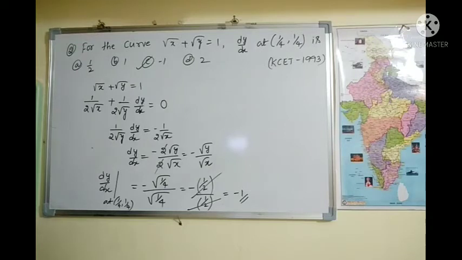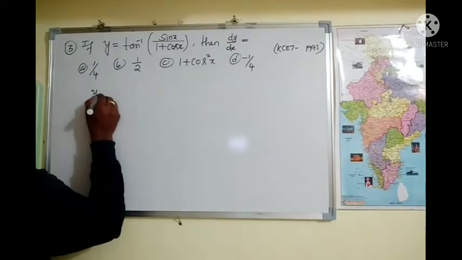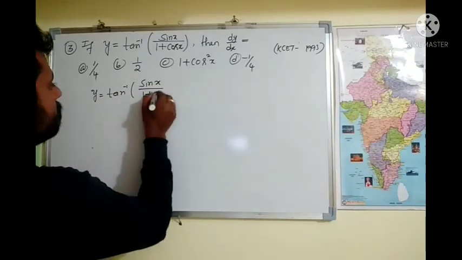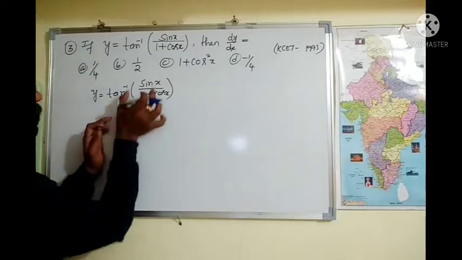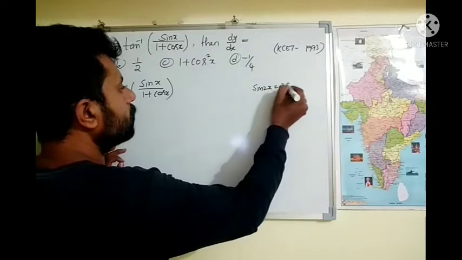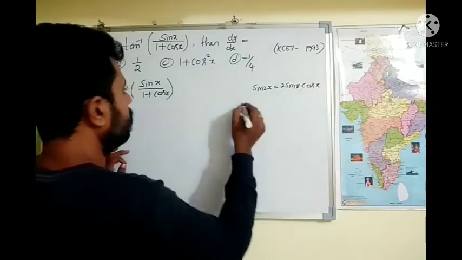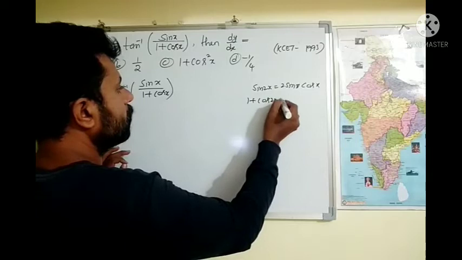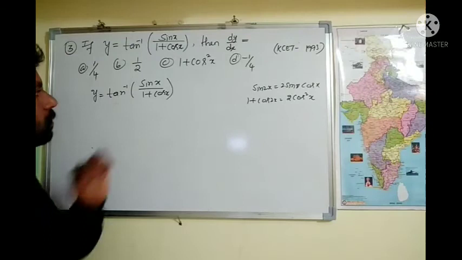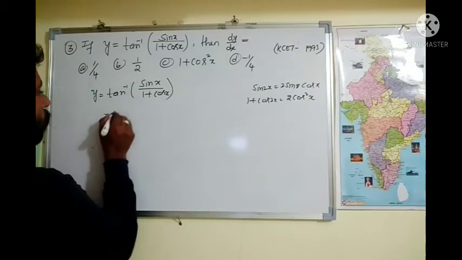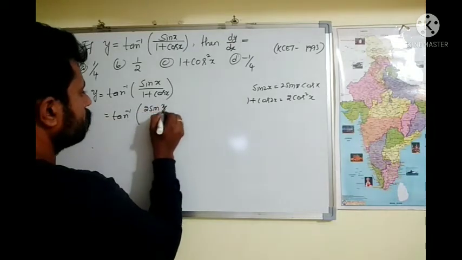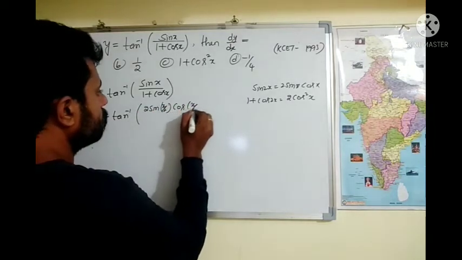Option C is correct. Here we have the function y is equal to tan inverse of sin x divided by 1 plus cos x. Now we know that sin 2x is equal to 2 sin x into cos x. Another one is 1 plus cos 2x can be written as 2 cos square x. But now here we have only x, so apply the half angle form: in the numerator, sin x can be written as 2 sin of x by 2 into cos of x by 2.